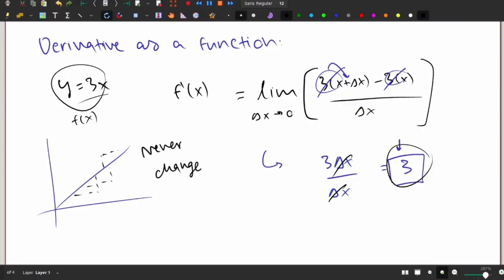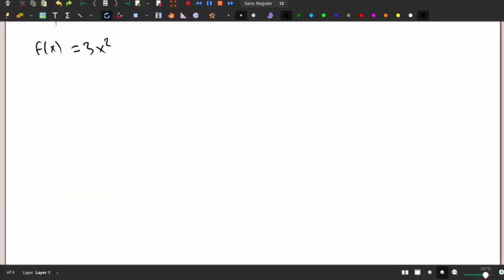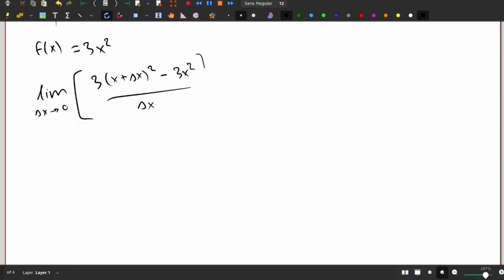changes. Let's go back to the other function we had, which was y equals 3x squared, and compute the limit definition of a derivative and see what the function says. Here's the function f of x equals 3x squared, and once again, all we have to do is plug it in. So instead of x, we're simply going to have x plus delta x, and it's still going to be squared, minus 3x squared all over delta x.